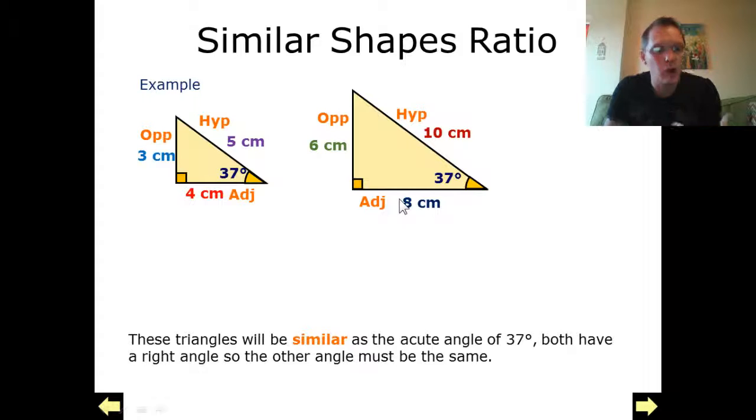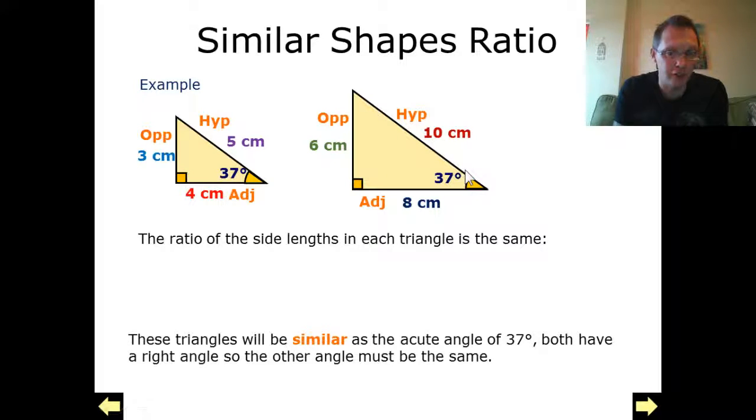When we are looking at similar triangles, which is exactly what these are, similar triangles because one's an enlargement of the other, we are being told that one of the angles is 37 degrees, in which case we know that the other angle in both of these two shapes has got to be 180, take 90 away, take 37 away, because both of these have also got a right angle. So they have got to be similar.